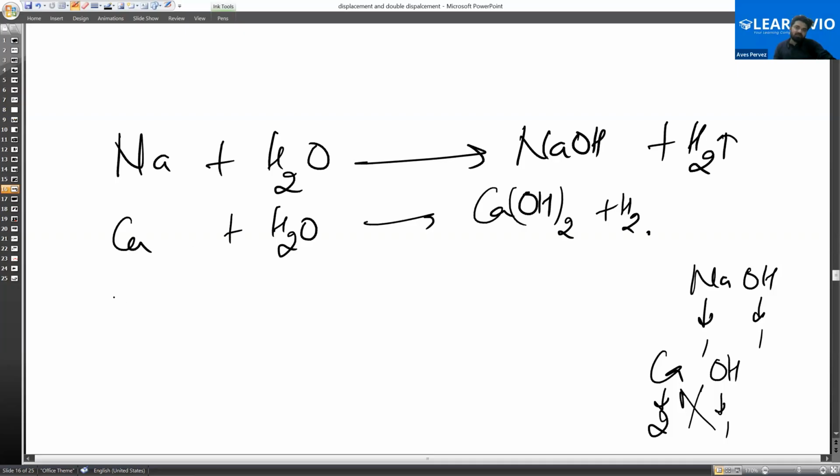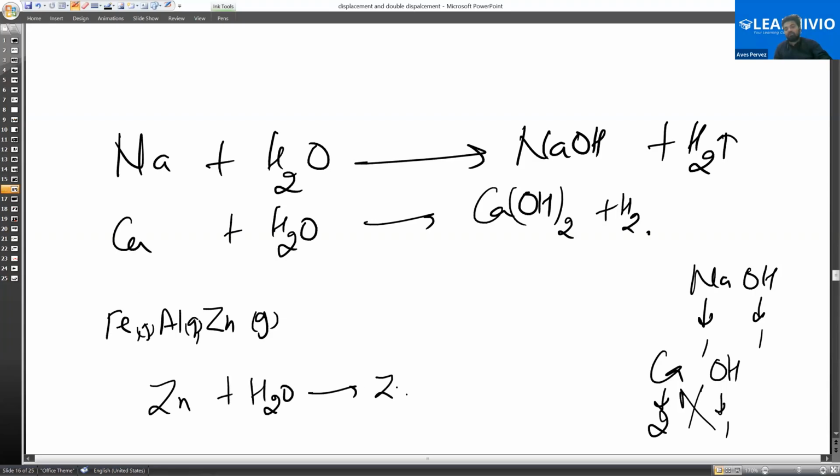Other metals such as iron, aluminum, zinc, when they react with water, form oxides and hydrogen gas. Moreover, if I'm talking about zinc, when it reacts with water, it will give hydrogen. Yes or no? Zinc when it reacts with steam will give you ZnO plus hydrogen.